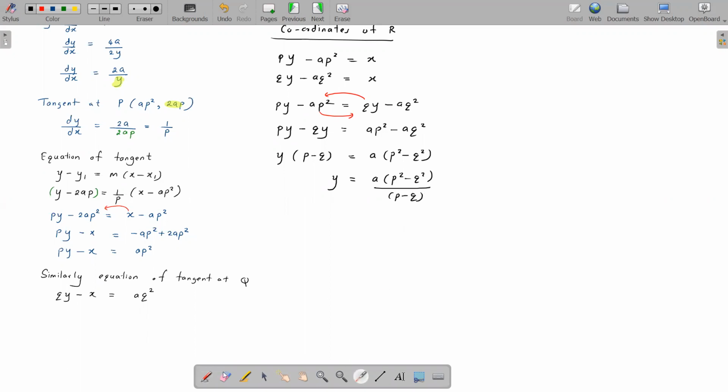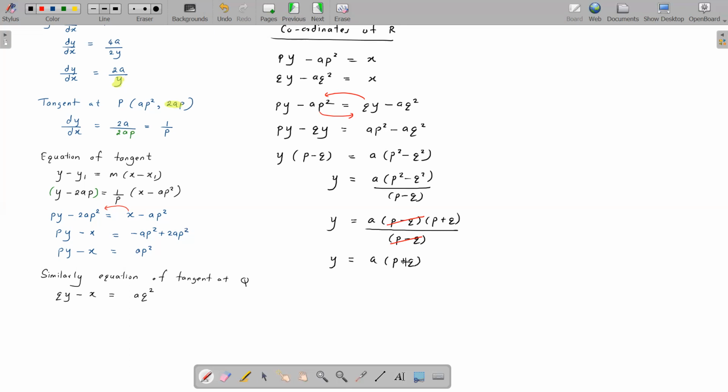So how do we factorize P square minus Q square? It's called difference of two squares. A square minus B square is (A minus B)(A plus B). Likewise, P square minus Q square is (P minus Q)(P plus Q) over P minus Q. So I could cancel off the P minus Q, and I end up with the Y coordinate as A times (P plus Q).